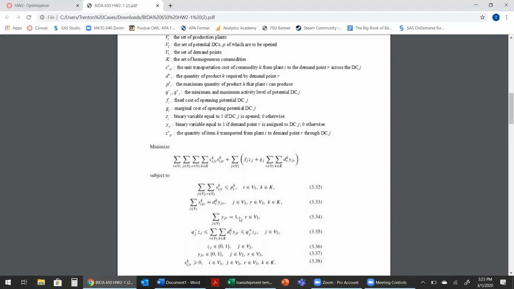Trent, the V2 is a potential distribution center that could be open, right? Or that would be open. That's right. So I guess I'm not understanding, since it is to be open, how do you interpret that for that particular third one that you're talking about?